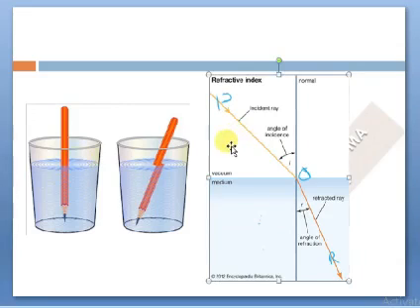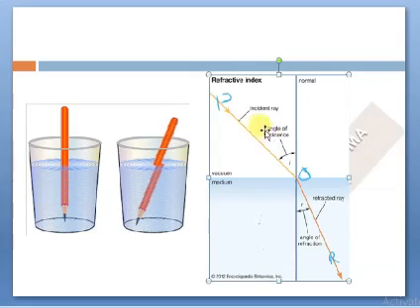Now let's look at this diagram again. From this diagram you can see you have two different media. You have medium A and medium B. The one is vacuum, which is an empty space. Then the other one is your glass.